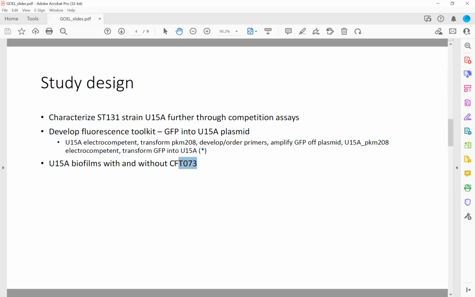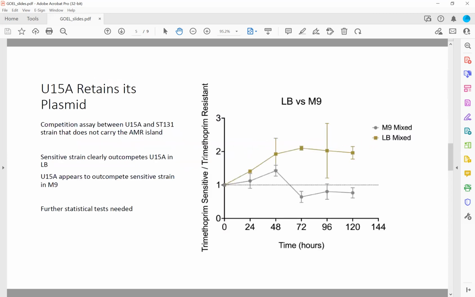And then finally, going back to the biofilms, CFT 073 is another ExPEC. It's uropathogenic. It causes urinary tract infections. It's not ST131 though. So what we're going to do is hopefully, if we're able to get this green fluorescent protein into the plasmid, we want to grow biofilms with both of these strains together and see if we can track the movement of the plasmid. A really nice thing is that we have CFT that is already fluorescent red. So the idea is to see if we can see a green ring basically move into areas of red. And I'll show you some photos for that in a second.